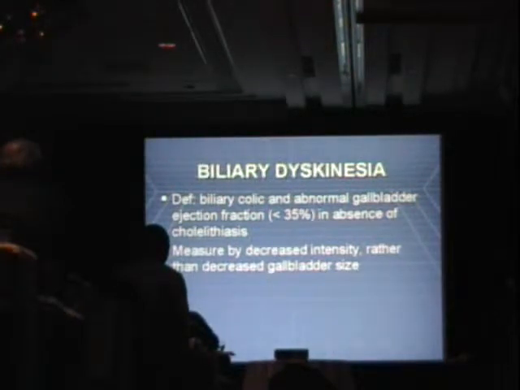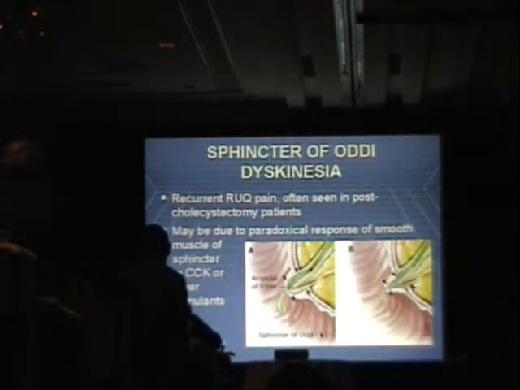Now, biliary dyskinesia is something we use ejection fractions for. This is an ejection fraction of less than 30%. If you give CCK, it should contract, and a third of it or more should be ejected. We have a decrease in intensity, not necessarily the size of the gallbladder. There are a couple of causes for this. Biliary causes, which is what we call dyskinesia. There can be secondary biliary causes, which usually is cystitis. And then there can be the sphincter of Oddi itself. And this will be the sphincter of Oddi dyskinesia.